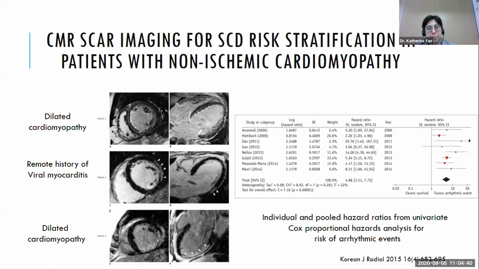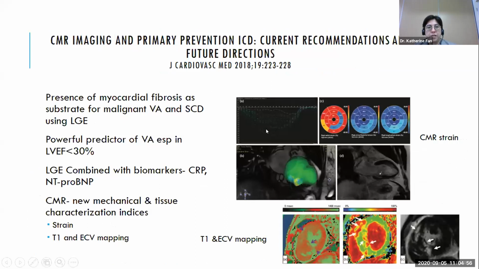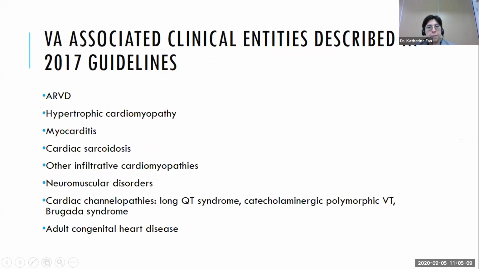Other risk stratification methods have been proposed and put forward, such as MRI scar imaging for risk stratification. This is another meta-analysis, published in a Korean journal, again showing some benefits of CMR identification. Some of the recommendations proposed, other than identifying myocardial fibrosis, are to use biomarkers such as CRP and NT-proBNP. The rest of the guidelines go on to other clinical entities of management of ventricular arrhythmias, as shown here.